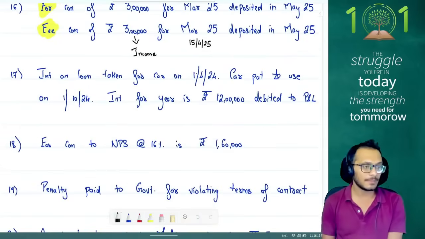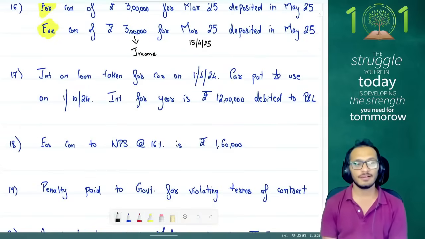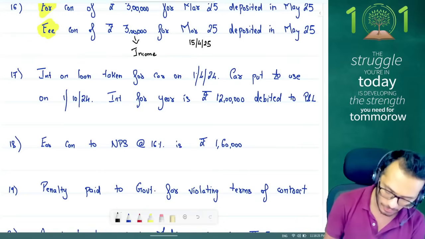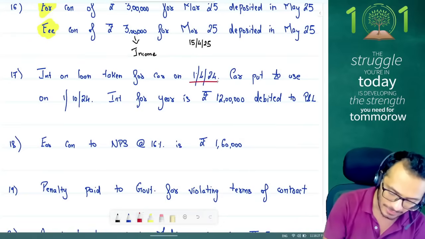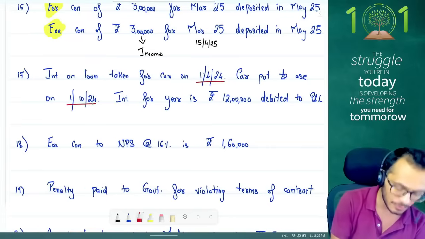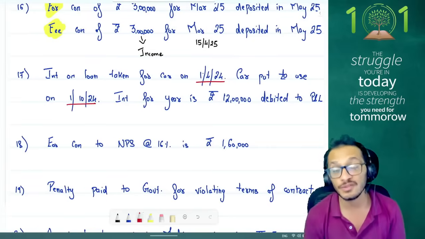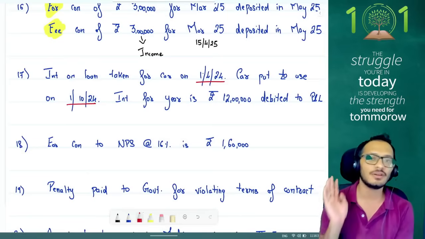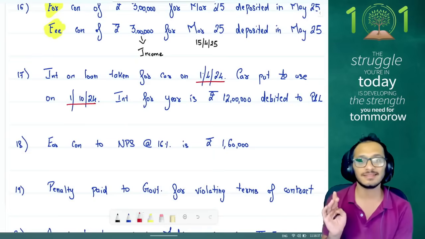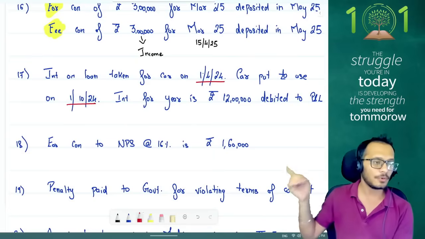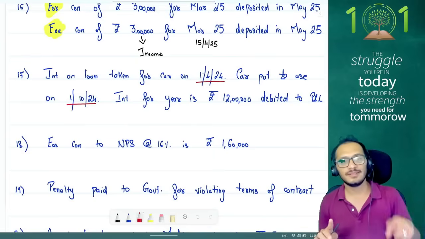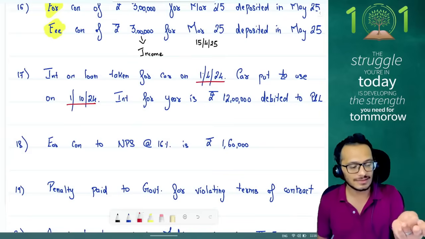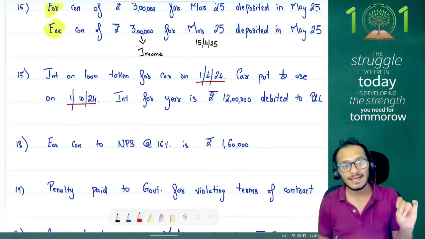Question number 17 says interest on loan has been taken on a car on 1st April 24. The car has been put to use on 1st October 24. Notice carefully, the loan was taken on 1st April, whereas the car is put to use only on 1st October. Here come your borrowing cost standards. Borrowing cost says interest on any asset will be capitalized until the asset is put to use. My put to use happened only in October, which means whatever interest I incurred from April, May, June, July, August, September will get fully capitalized.